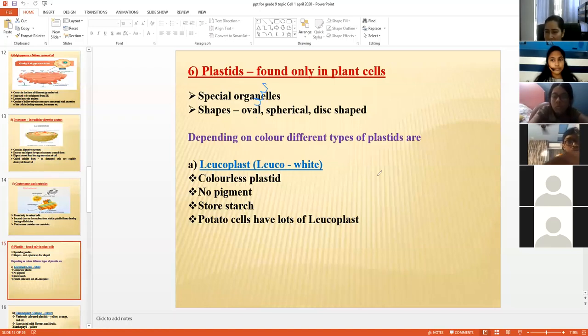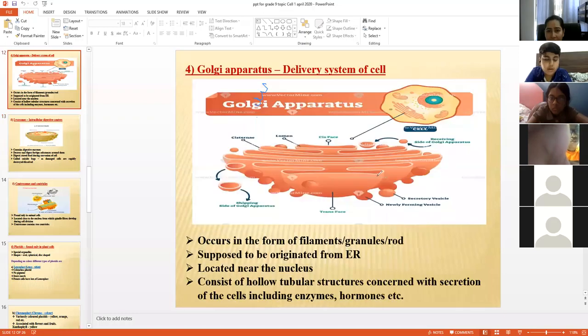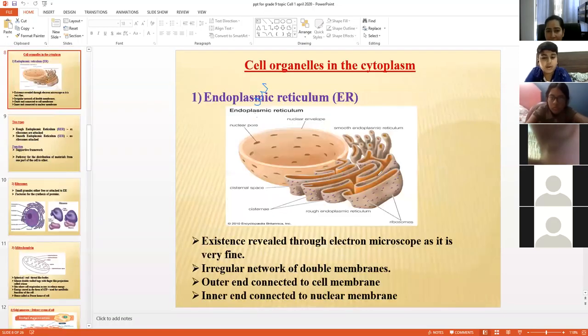Ma'am, I still didn't get the location of the inner part of the endoplasmic reticulum. I don't know where it is. I didn't get where it is.